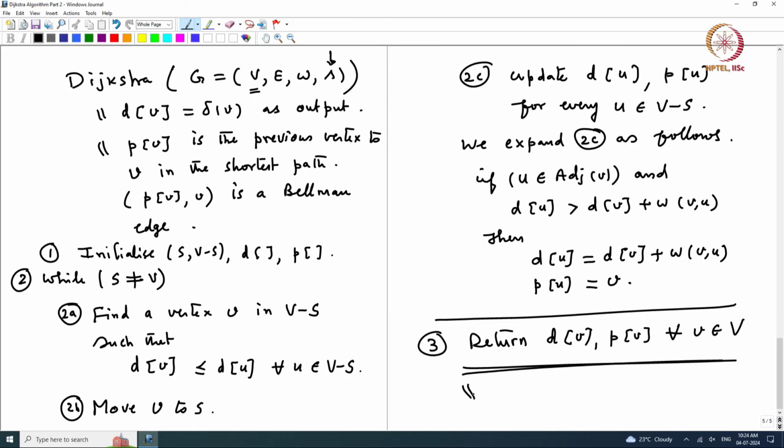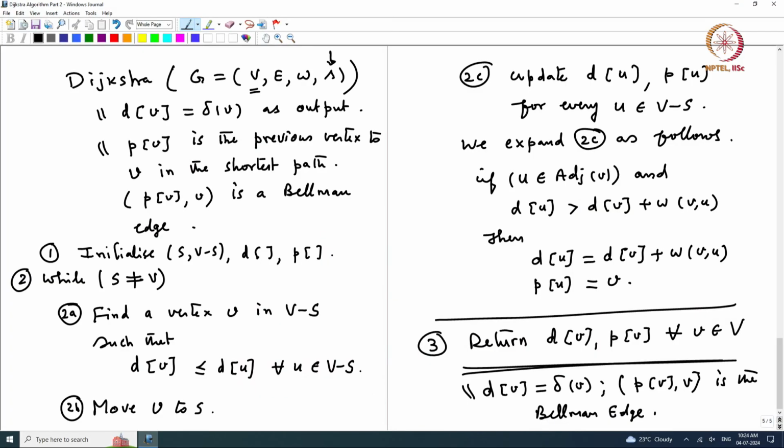Comment: D of v is in fact delta of v, and P of v is the Bellman edge. So, this you can use to actually construct the shortest path. Okay. So, this completes the description of Dijkstra's algorithm. We will now take a quick look at the complexity of this method.